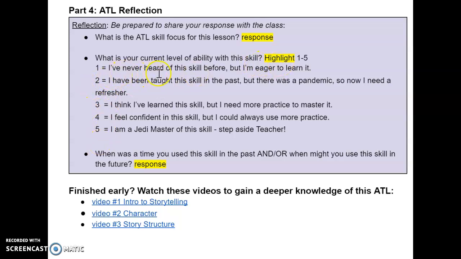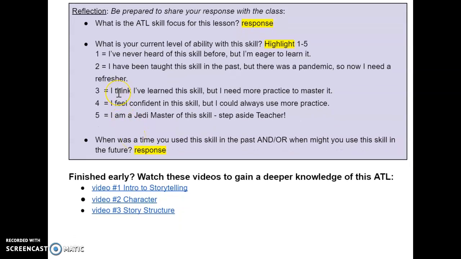1, I've never heard of this skill before, but I'm eager to learn it. 2, I have been taught this skill in the past, but there was a pandemic, so now I need a refresher. 3, I think I've learned this skill, but I need more practice to master it. 4, I feel confident in this skill, but I could always use more practice. And 5, I'm a Jedi master of this skill. Step aside, teacher. The last part of the reflection is, when was a time you used this skill in the past, and or when might you use this skill in the future?